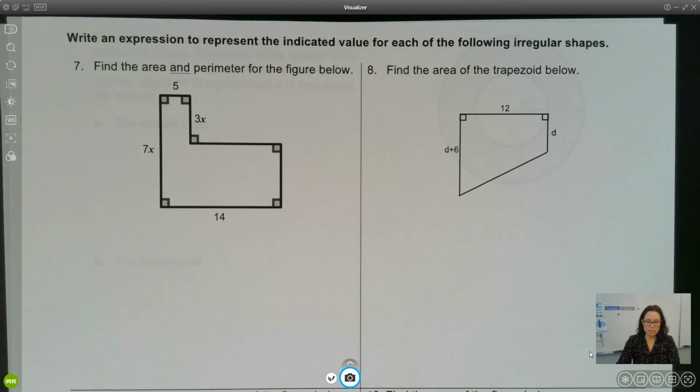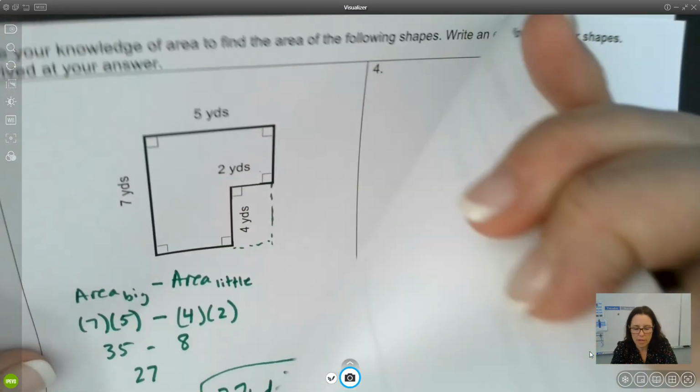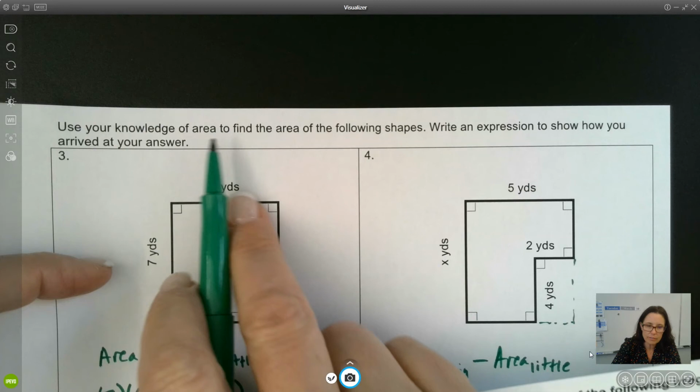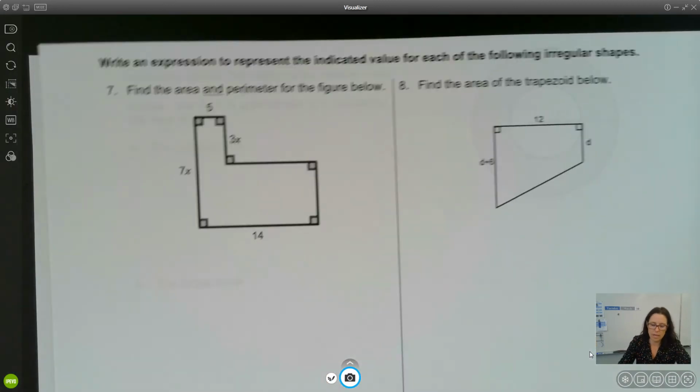Okay, this one says find the area and perimeter. All right, the last ones, let me just double check. I think we were just finding the area. Yes, area, find the area. Okay. So this is area and perimeter.